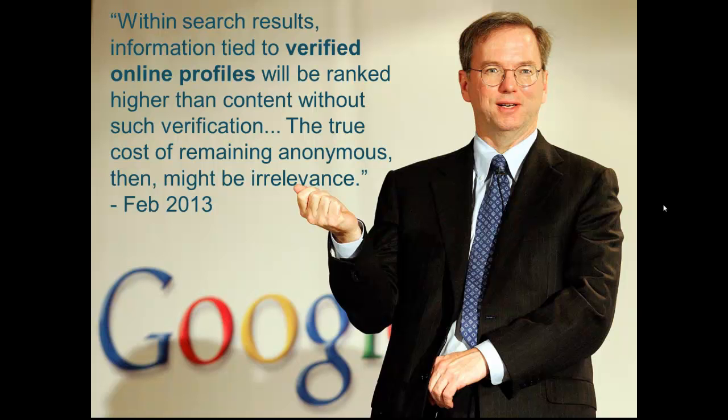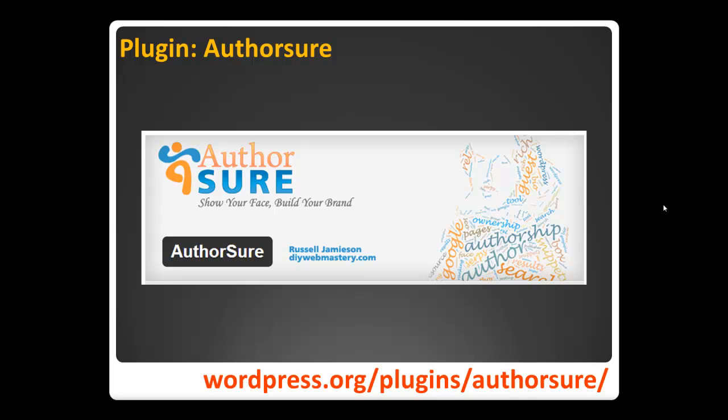Now in February of 2013, the CEO of Google, Eric Schmidt, said that within search results, information that's tied to online profiles will be ranked higher than content without such verification. So if you've taken the steps to install the Authorship on your WordPress website and you've built a Google Plus page with your own profile information, then you're going to start to benefit from the rankings that this provides. So it's definitely worth taking the time to do it. My favorite plugin to get this set up is called AuthorSure, and it's just a couple steps and you have it all set up. It's very quick and very easy.